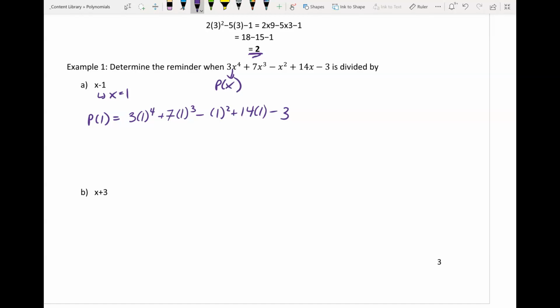Try not to use a calculator, even though it's very tempting to. The provincial exam will make you do this as mental math. There are only certain questions on the provincial exam where they're actually going to let you use a calculator, and this one is not it. So you do need to exercise your mental math quite a bit in this course. So 3 times 1 is 3, 7 times 1 is 7, 1 squared is 1, 14 times 1 is 14, and then negative 3 is still there. So 3 plus 7 is 10, then minus 1 plus 14 minus 3, all this together would be 20, so that means your remainder is 20.